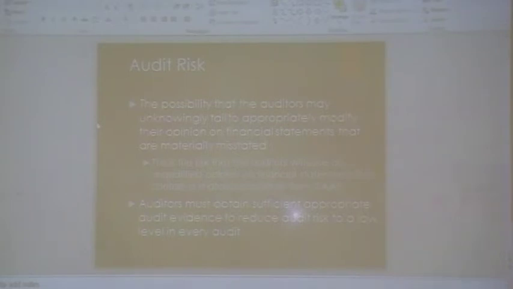Okay, so if you just go over to the little handout notes here. Audit risk: the possibility that the auditors may unknowingly fail to appropriately modify their opinion on financial statements that are materially misstated. This means that the auditors will issue an unqualified opinion on financial statements that contain a material departure from GAAP. Auditors must obtain sufficient appropriate audit evidence, and that's a good line. Auditors must obtain sufficient appropriate audit evidence to reduce audit risk to a low level in every audit.